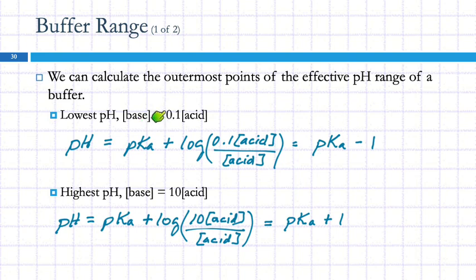So the 0.1 here and the 10 came from our earlier determination that an effective buffer will have a ratio of acid to base that's no more than 10. One cannot be more than 10 times as concentrated. And so that's what we end up with. So this is the effective buffer range. It's 1 pH unit on each side of whatever pKa is for the acid we're making the buffer out of. Any questions?